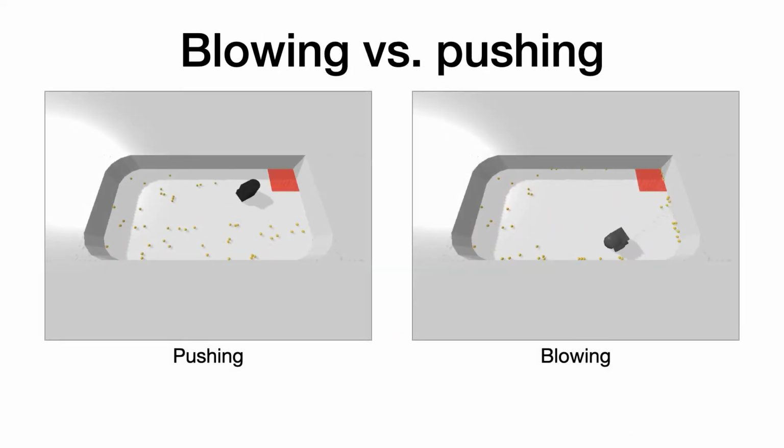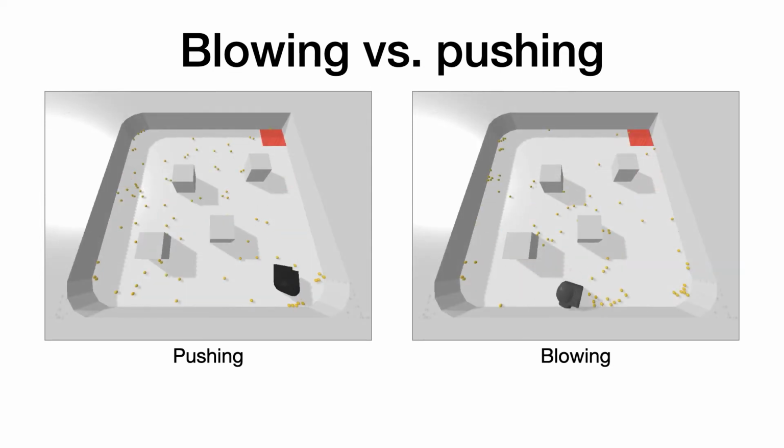Now let's look at some results. Here we show a comparison between pushing and blowing, where each robot is running a trained policy using one of the 2 primitives. We can see that blowing is much more effective at moving the scattered objects. Quantitatively, blowing is roughly twice as efficient as pushing in this environment. In the presence of obstacles, the difference is even greater.